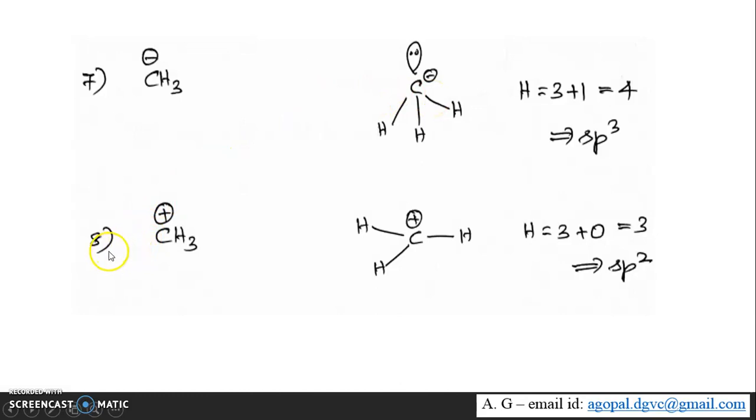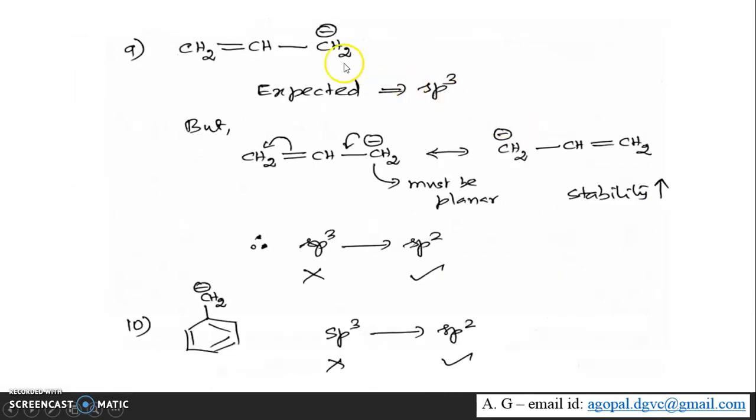Then see this example, methyl carbocation. What is the hybridization of methyl carbocation? See here, this is the shape of methyl carbocation, and it has 3 sigma bonds and there is no lone pair. Therefore H value equals 3 plus 0, which is 3. So the hybridization of the carbon is sp2. Are you clear? Then yeah, these are some special examples as I told you before.